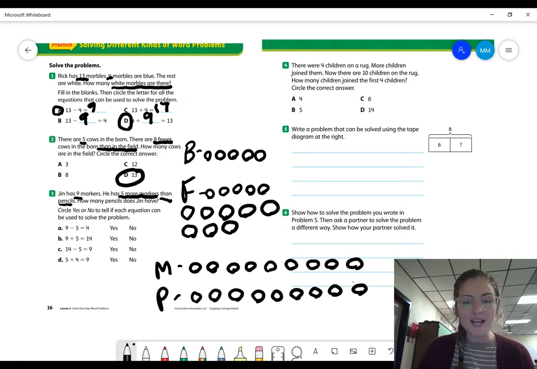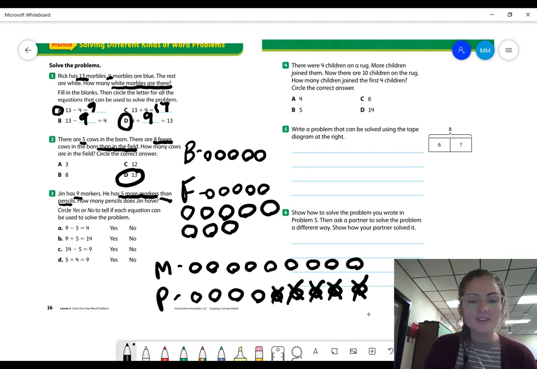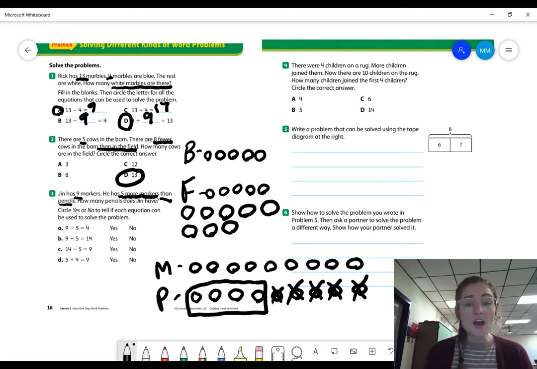I'm going to take 5, right? So 1, 2, 3, 4, 5. And I'm going to circle how many pencils he has. So we know that we started with 9 markers. We know that there were 5 more markers than there were pencils, right? So I knew that I was going to take away 5 to find how many pencils I have.